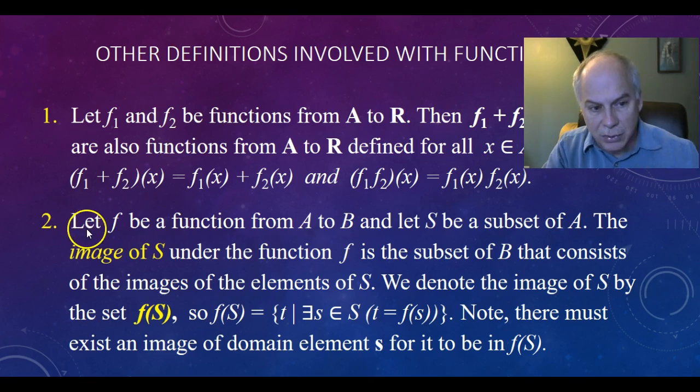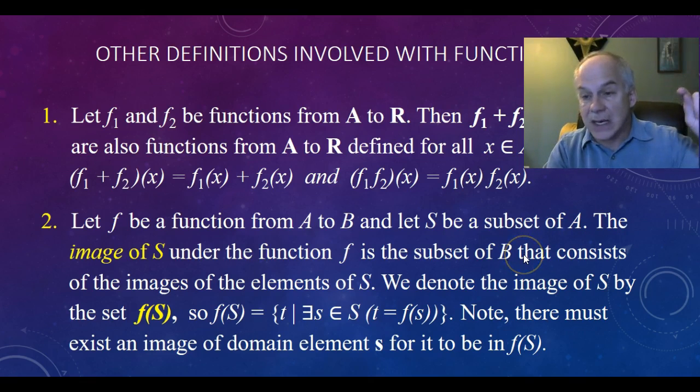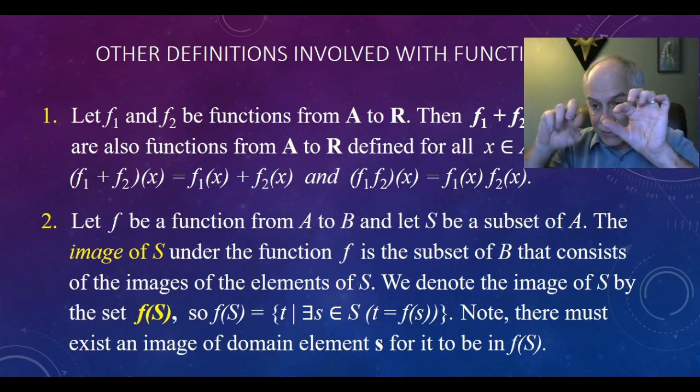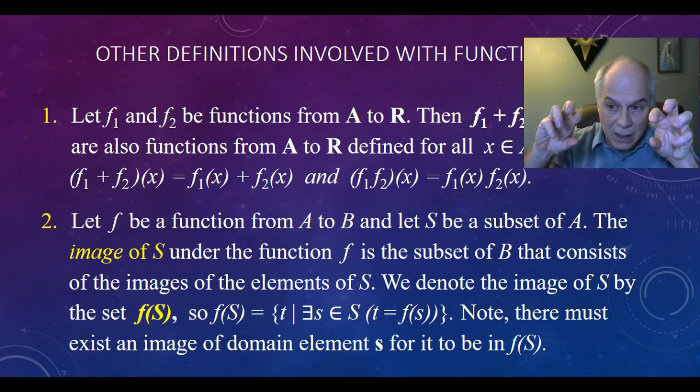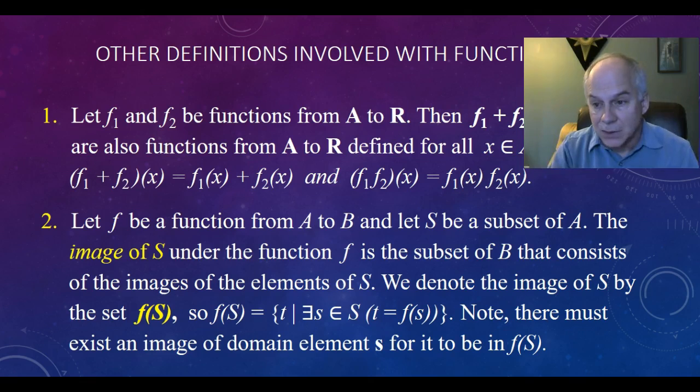Now, item 2 says let f be a function from A to B and let S be a subset of A. So we have a smaller subset of the domain. The image of that smaller subset S under the function f is the subset of B that consists of the images of the elements of S. That makes sense. We have a smaller subset of set A, we apply the function to those items, and we get another subset of set B.